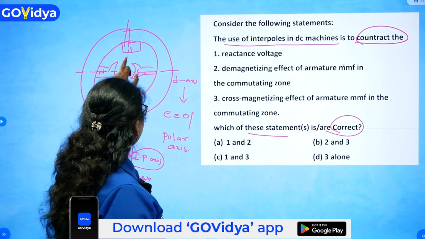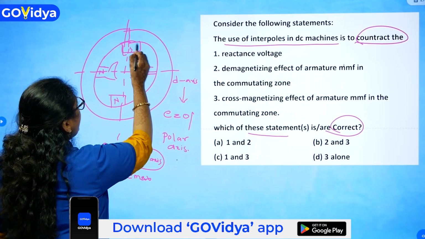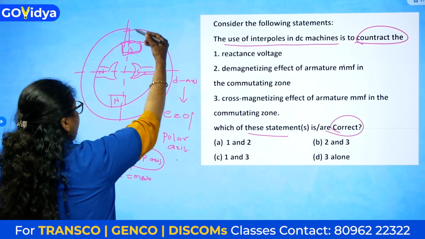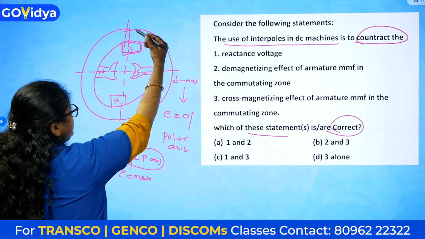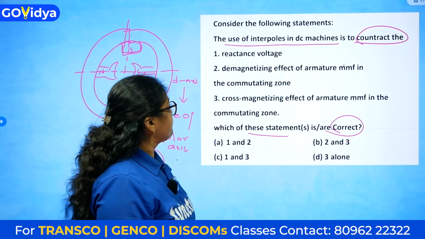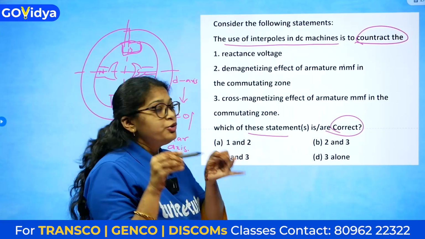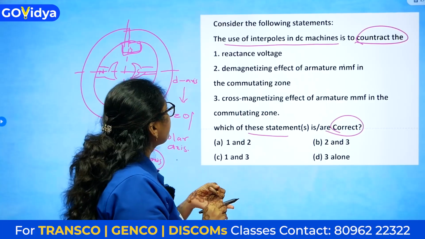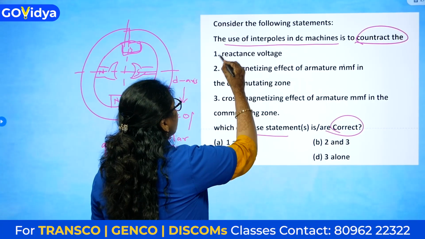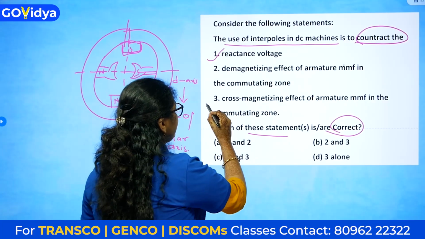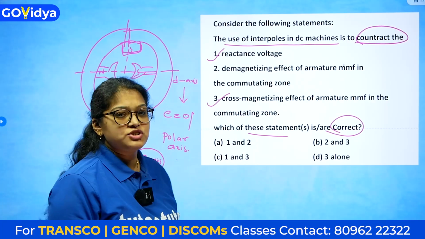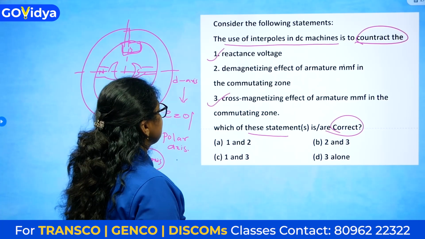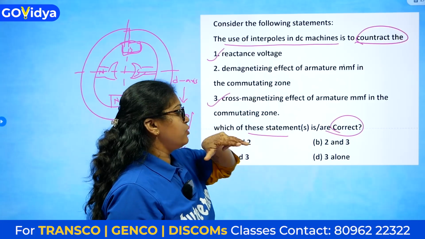Next, this is connected in series with the armature winding, and this is located along the Q axis and along the brushes. So it is said as brush axis also. Coming to how to neutralize, we can neutralize the reactance voltage and we can neutralize the cross magnetizing effect of armature MMF in the commutating zone. So how to neutralize it?